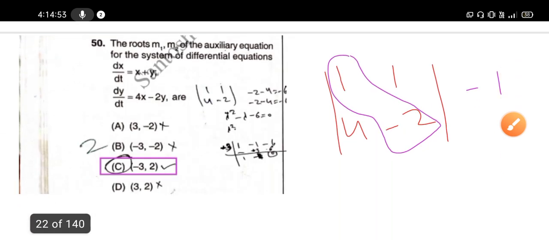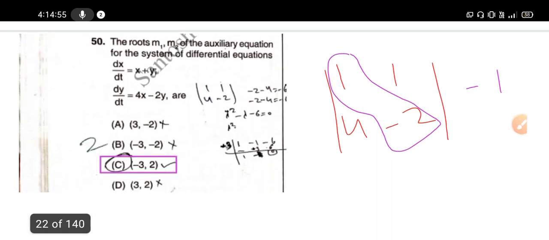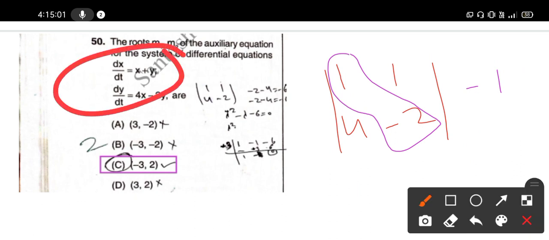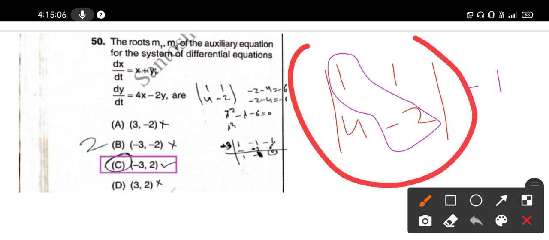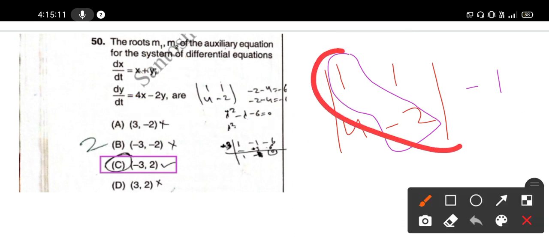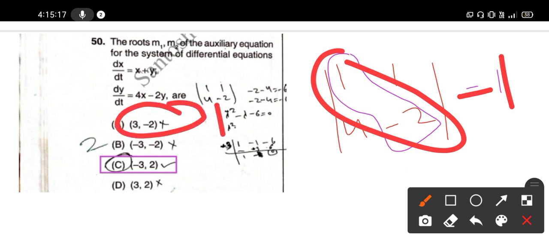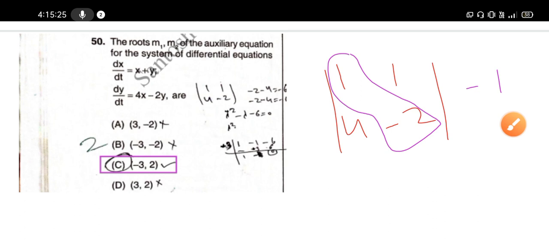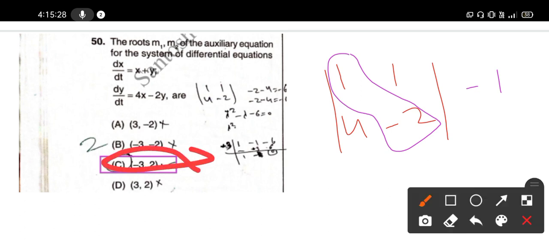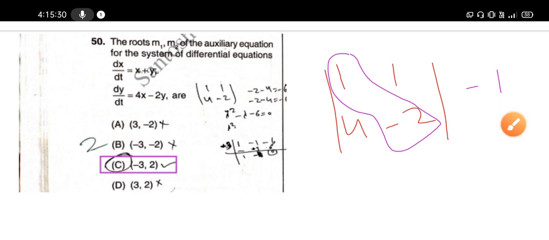Next question. The roots m1, m2 of the auxiliary equation for the system of differential equations. Here two equations are given, x plus y and 4x minus 2y, written in matrix form 1 1, 4 minus 2, and here check the trace. The trace is equal to minus 1. Checking the options, here the trace is 1, here the trace is minus 5, in option D the trace is 5. So A, B, D are discarded. Here the trace is minus 3 plus 2, that is minus 1. So option C is correct.